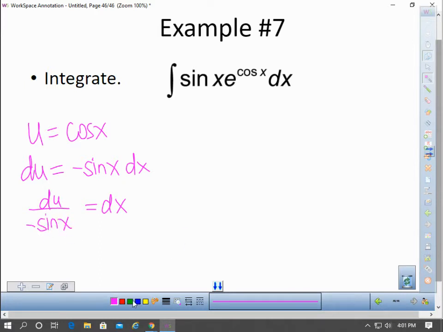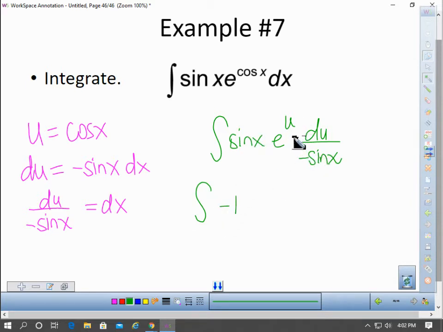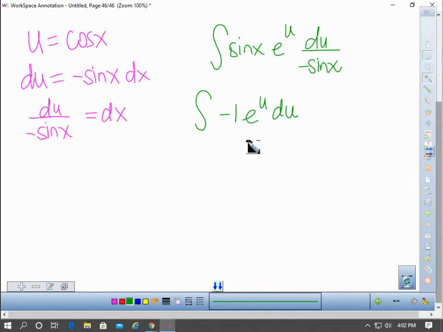And now I'm ready to trade out. So sine, keep that. This will be e to the u because u was my cosine. And in place of dx, I'm putting this fraction, du over negative sine. Notice the signs cancel. So I've got, as my coefficient, a -1. And then I have e to the u du. So this is an easy one.